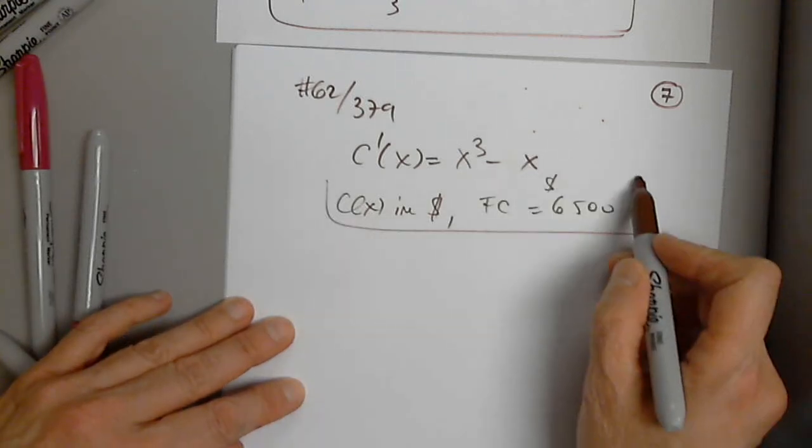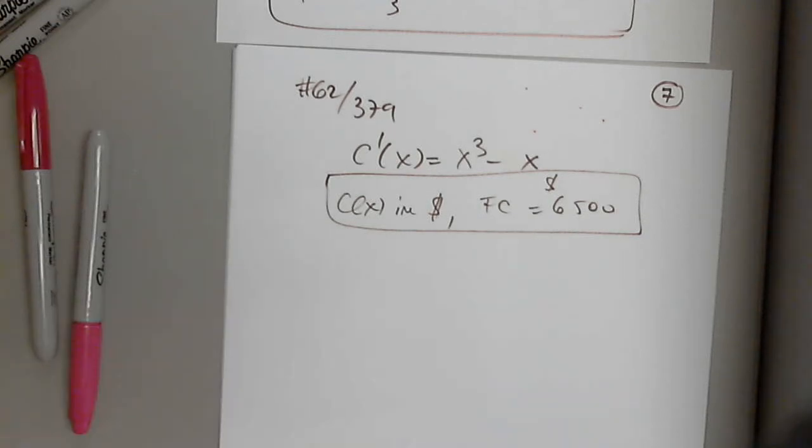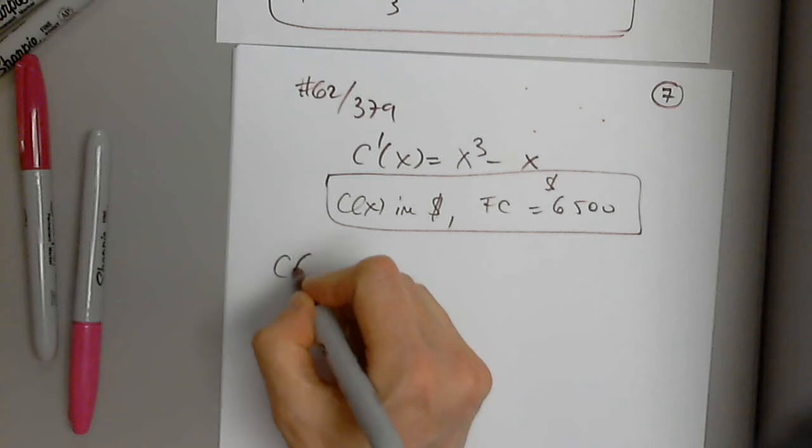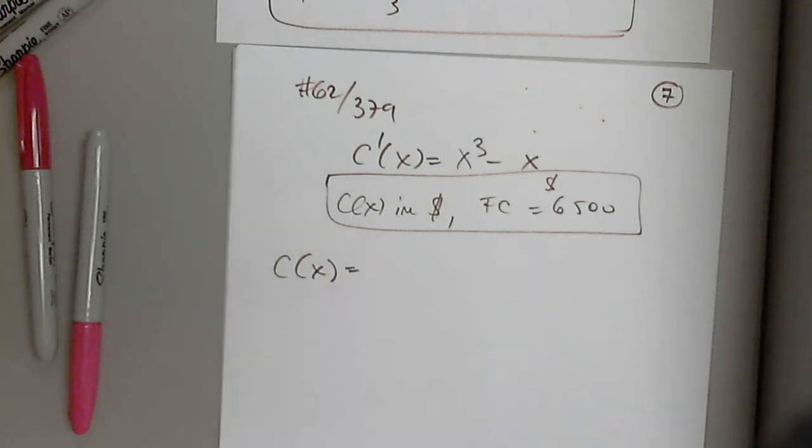Now this is the given side information. They're asking us to find the cost function. So somehow they determined the marginal cost, but they want us to find the total cost function. How do I determine the cost function from the marginal cost?